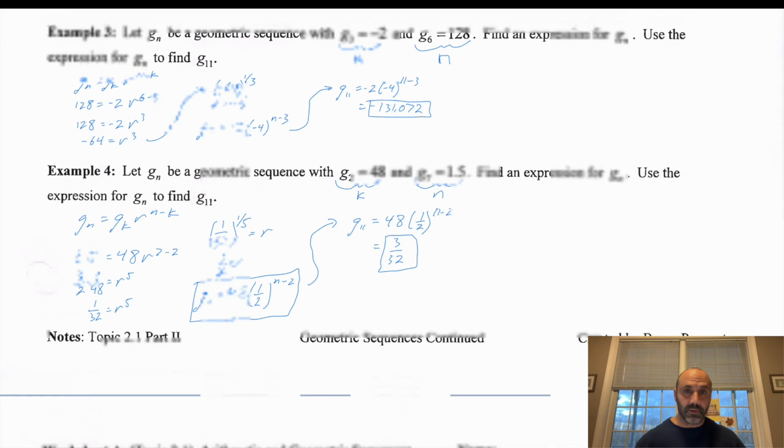And that's it. That's all of lesson 2.1, part 2. Just examples of how to find geometric sequences when you're not given the ratio, but you are given 2 of the terms in the sequence.